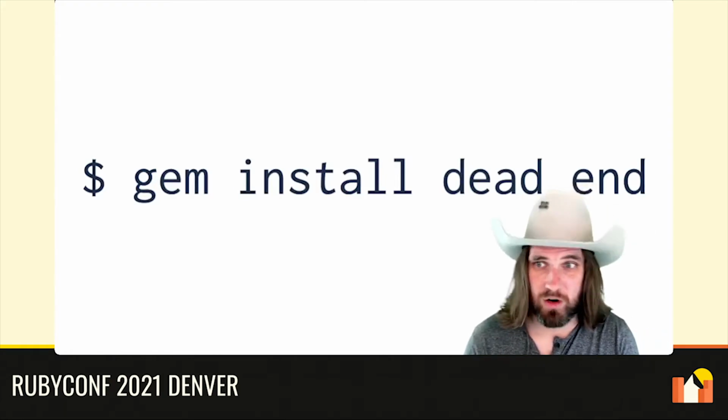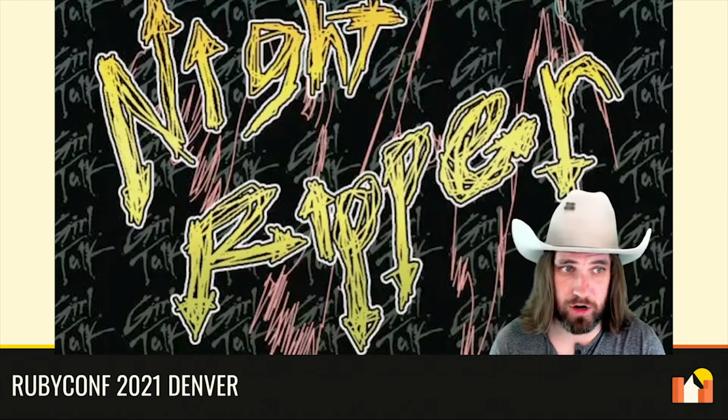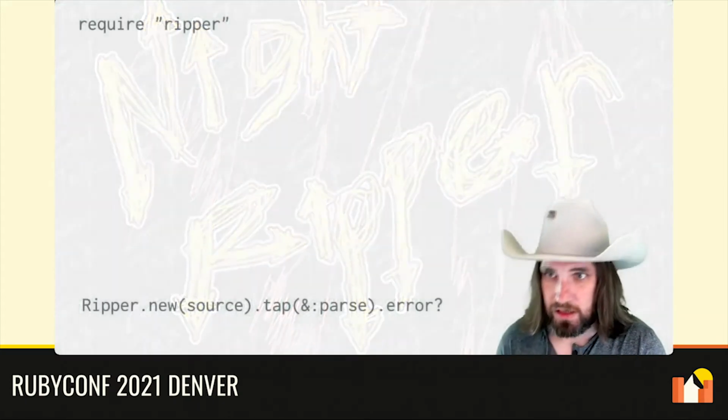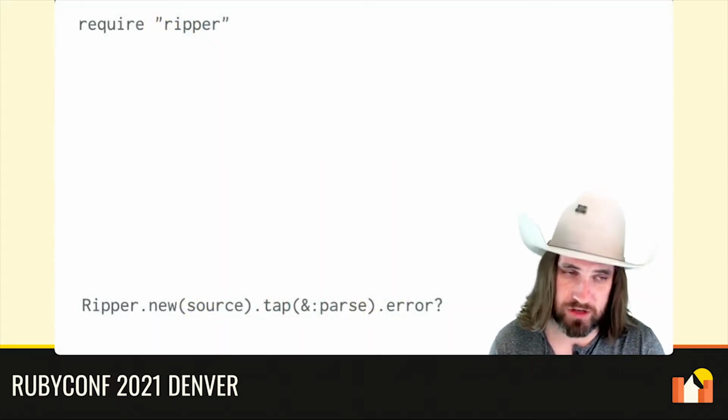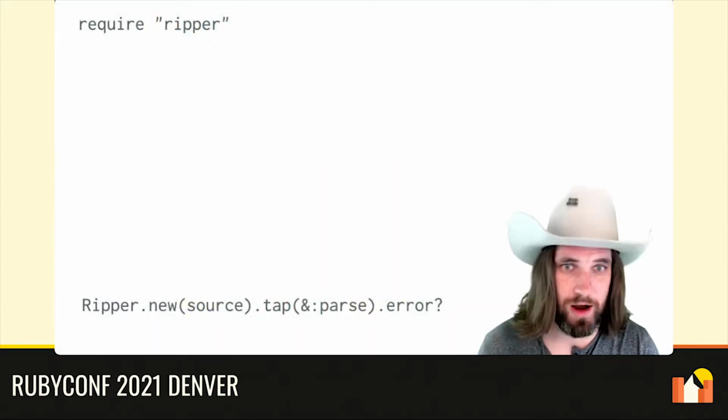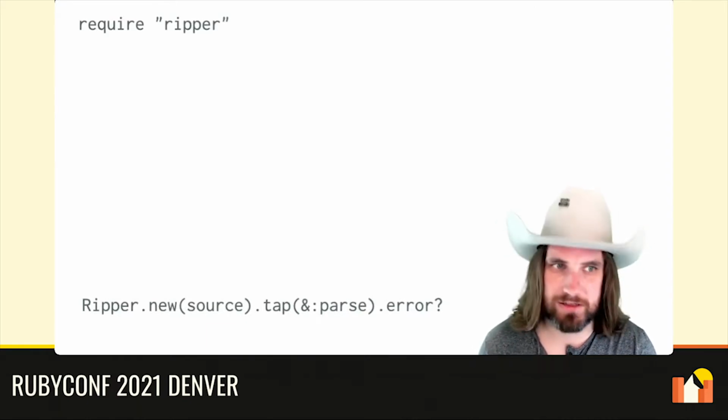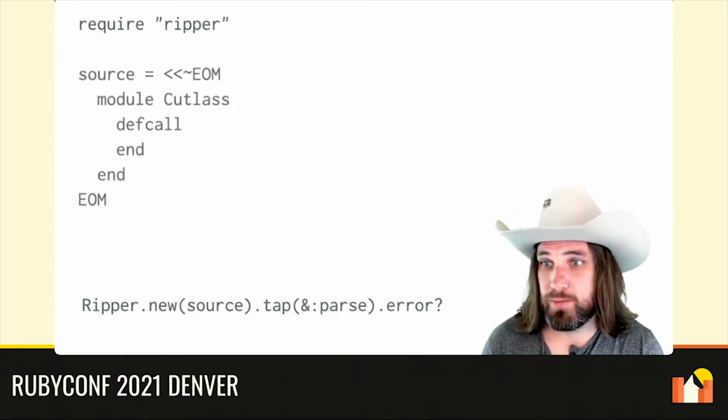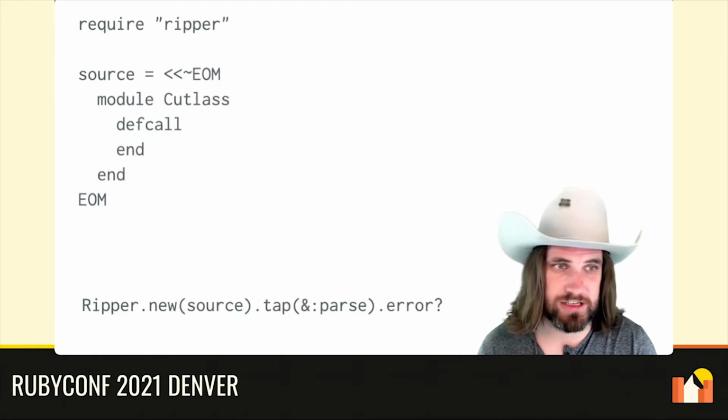How does dead end work? Well, it uses a library called Ripper. No, it's not a band name. Ripper is Ruby's parser that ships with Ruby. You can just require it. How cool is that? There's no external dependencies for this gem. Ripper can evaluate code and tell us if there's a syntax error or not.